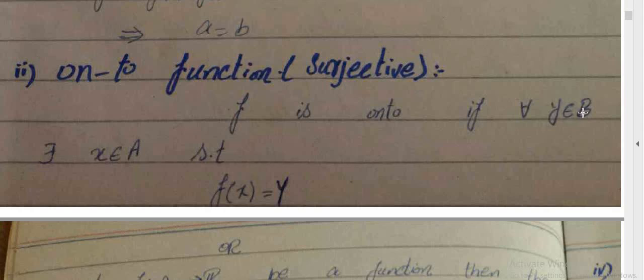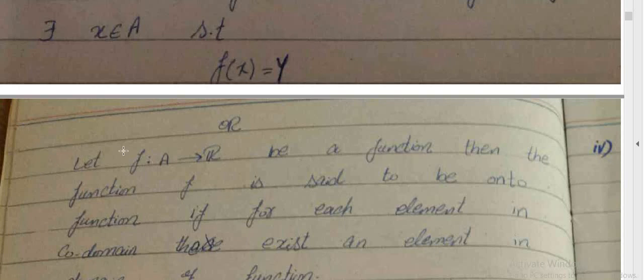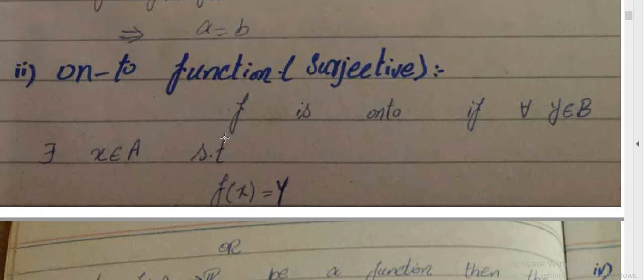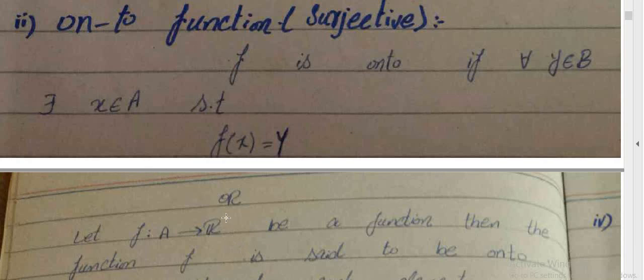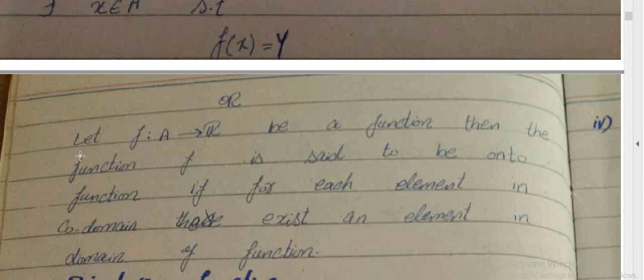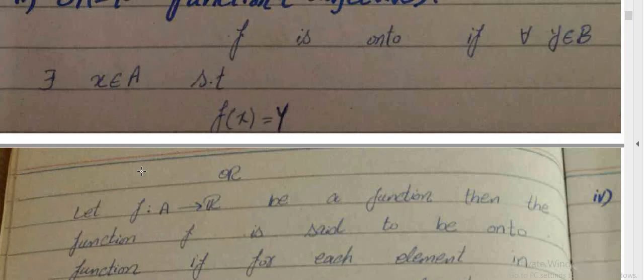Mean आपने B सेट में जितने भी नंबर्स हैं उनके लिए ए सेट में कोई ऐसा नंबर एग्जिस्ट करना चाहिए कि उस ए सेट के नंबर पे जब आप फंक्शन अप्लाई करें तो वो बी सेट के नंबर के इक्वल है. ओके, देन इसकी जो सेकंड डेफिनेशन, इस डेफिनेशन को हम इस तरह से भी लिख सकते हैं. Let f: A → B be a function, then the function f is said to be onto if for each element in the codomain there exists an element in the domain of the function. This is the definition of an onto function.